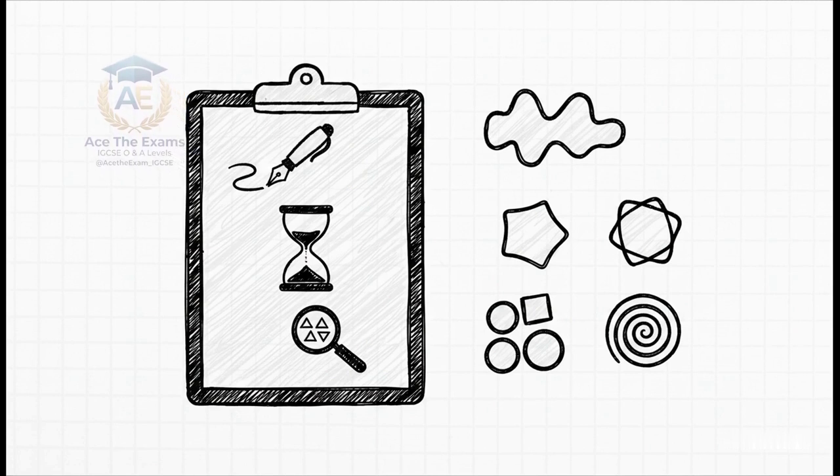Oh, and for exam pressure, remember the mnemonic REAL: revenue, expenses, assets, liabilities. Use it to mentally check you have classified every single trial balance item correctly before moving on. It works like a charm.